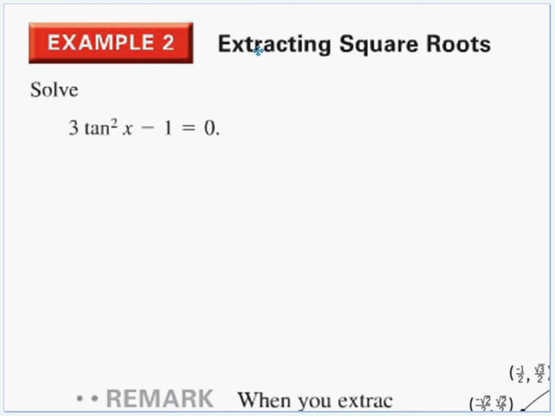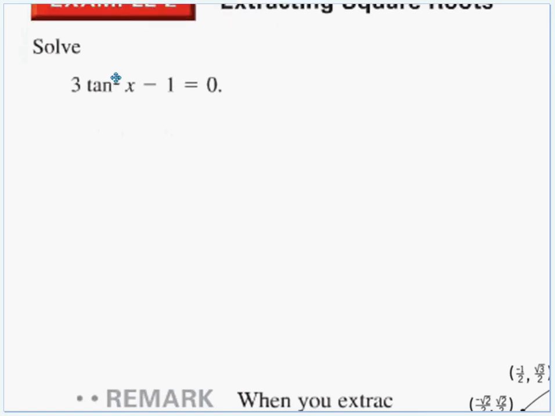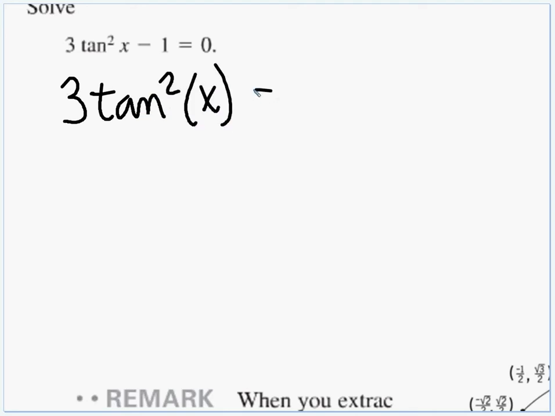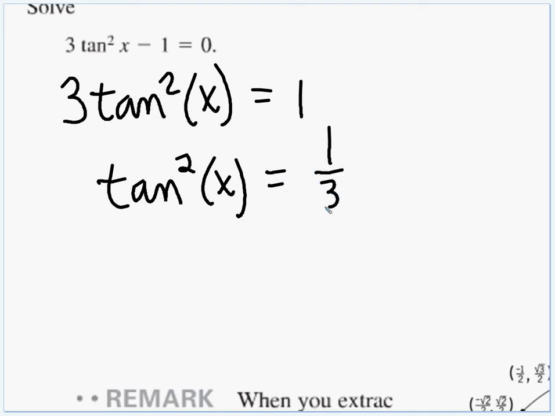Next technique, extracting roots. To extract roots, we've got a squared term. We want to get the squared term all by itself and then root both sides, and that is the extraction. This should look vaguely similar to one of the warm-ups. So 3 tan squared x minus 1 is 0. Step 1, add 1 to both sides. 3 tan squared x is equal to 1. Divide both sides by 3. Tan squared x is equal to 1/3.